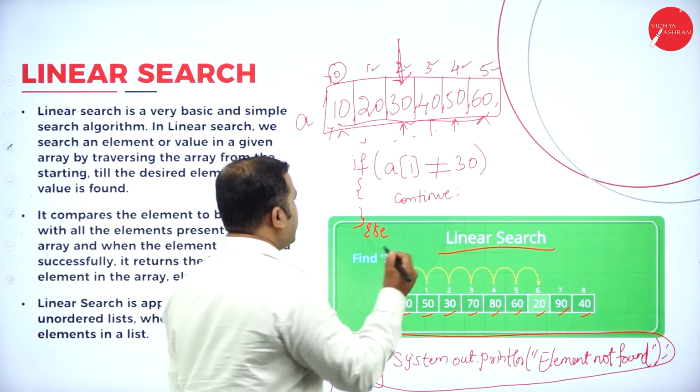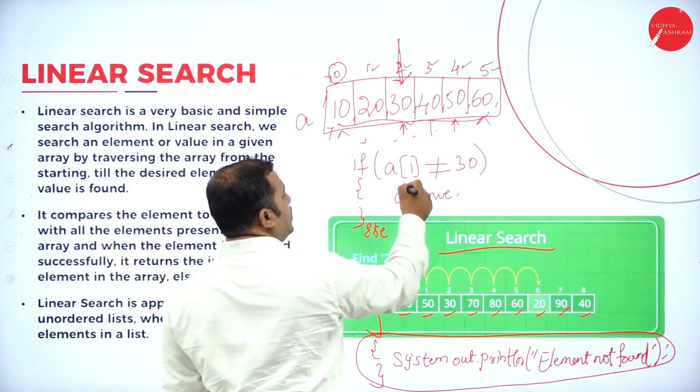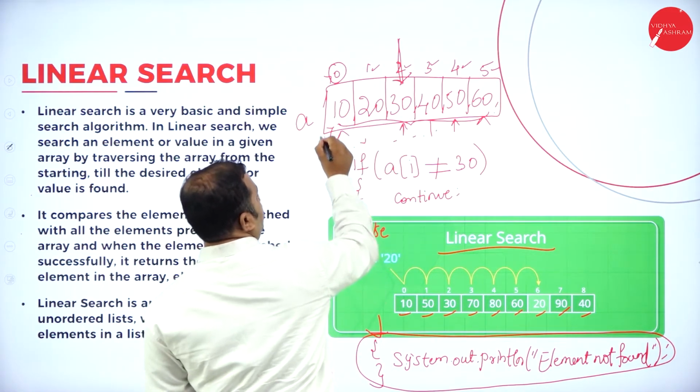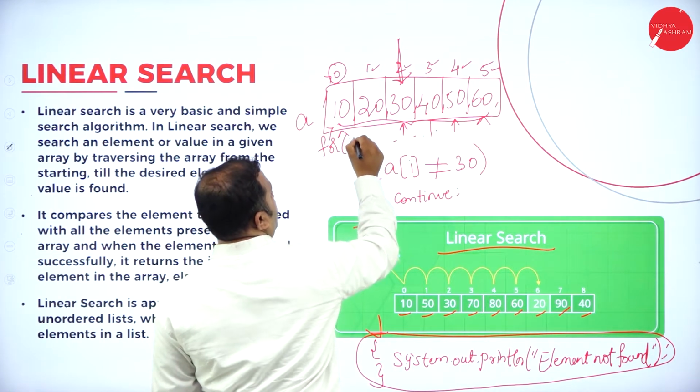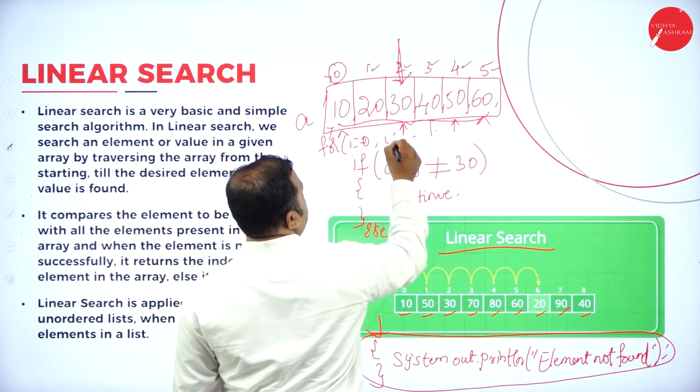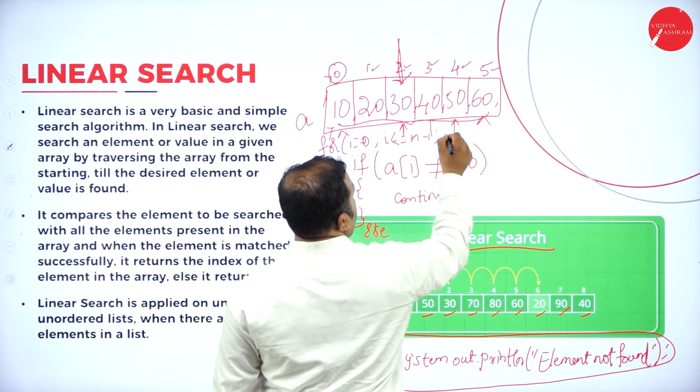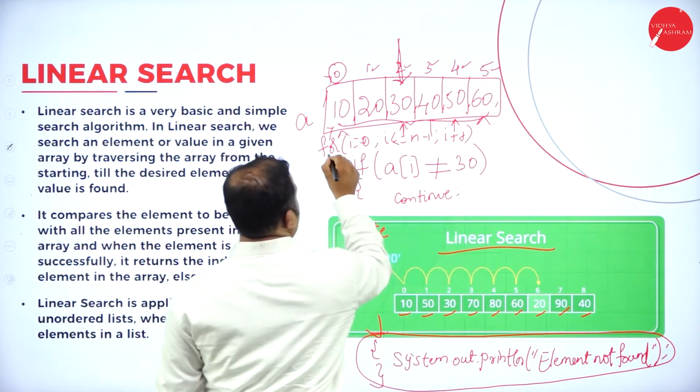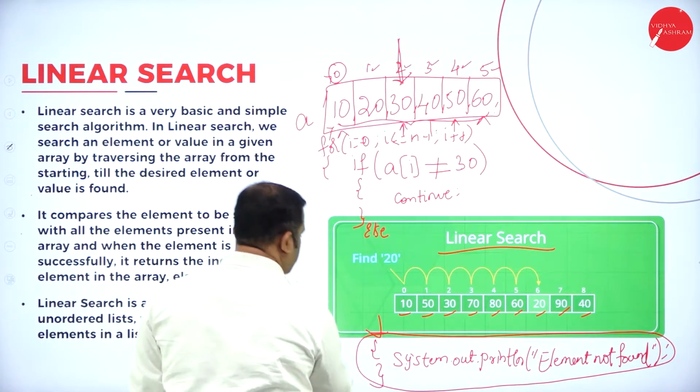Continue executing that. What is it that it has to execute? Continue the iteration once again. Where is that iteration? Here. For i equal to 0, i less than or equal to n minus 1, i plus plus. This has to be executed here to here.